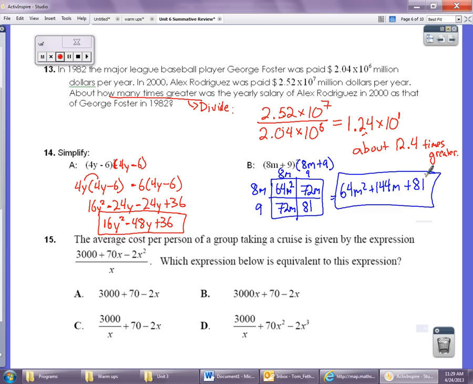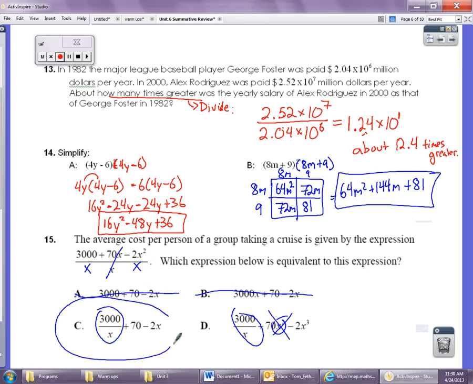Number 15. Average cost per person of a group taking a cruise is given by the expression. Which expression below is equivalent to this? So which is the same? So all it's saying is that we are going to just simplify this and divide them. Well, 3,000 divided by x is 3,000 divided by x. So we know it's either C or D, so it's not A or B. And then 70 divided by x is plus 70, so it's not plus x squared. And then when we cross these off, minus 2x squared divided by x is just x. So the answer for 15 is C.